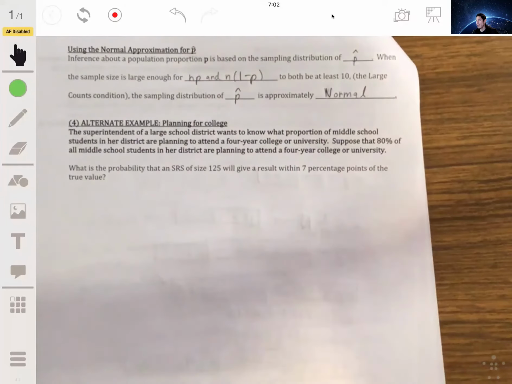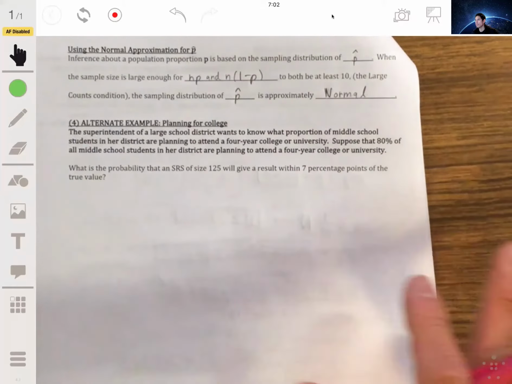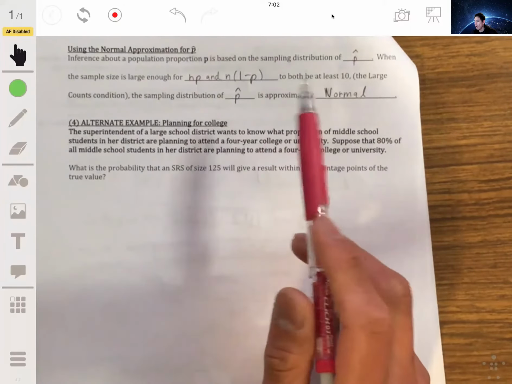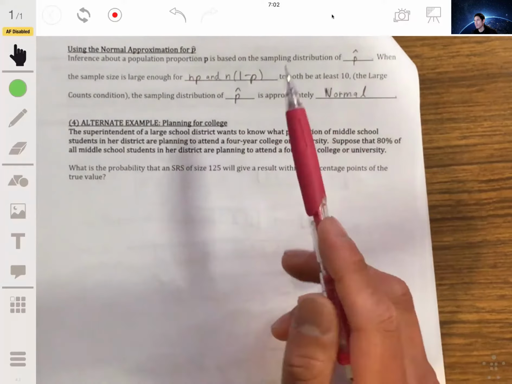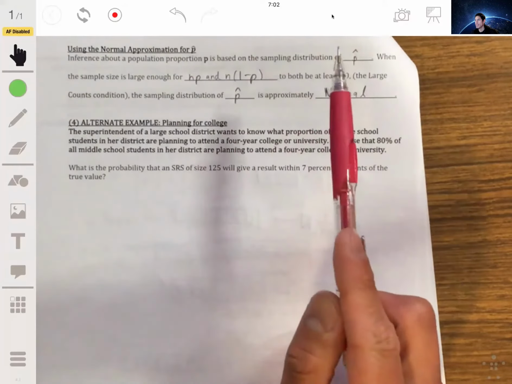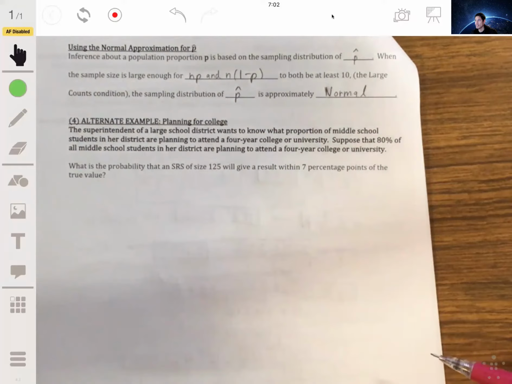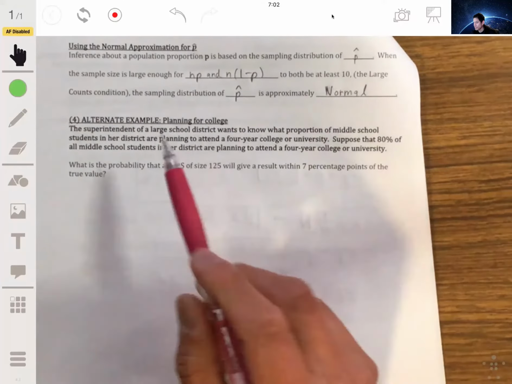All right, so all this theory and conditions and whatnot is really leading up to us being able to do inference problems. So we can do inference problems involving population proportion when these conditions are met, when the large counts and 10% conditions are met. So let's look at this problem.